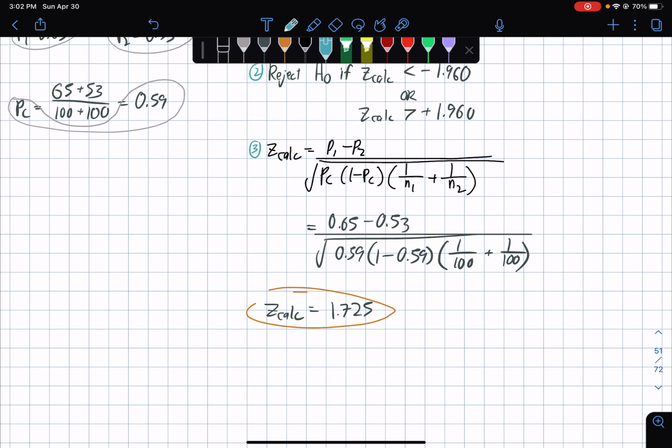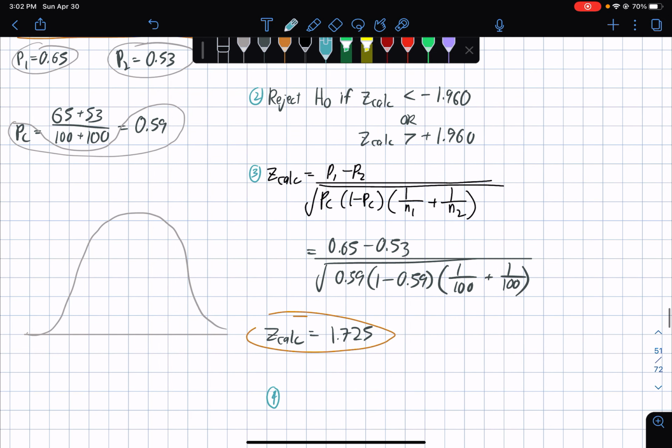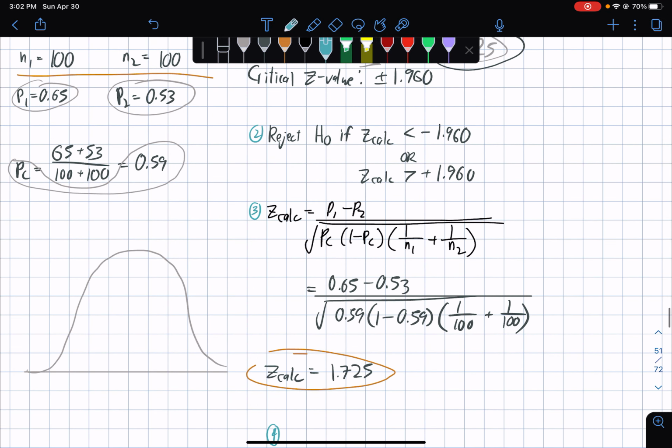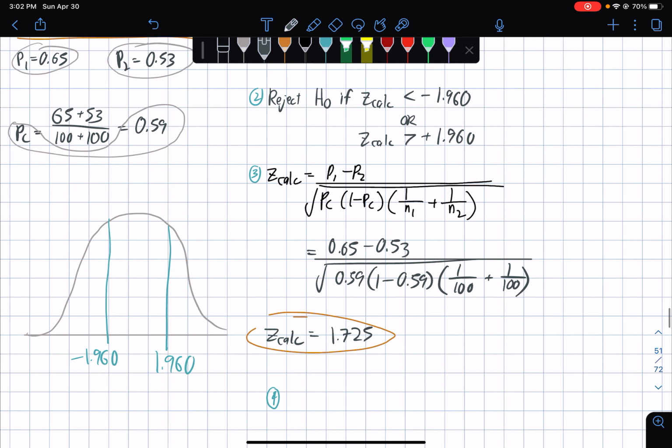Let's go to step 4. In order to be sure of step 4, let's draw this one. This is a two-tailed test, and the critical z value is 1.960. So this is 1.960. This one is negative 1.960. And then 1.725 is somewhere here. In this region, in a two-tailed test, generally speaking, this is the region of do not reject. Therefore, we fail to reject H0. That is our ruling for step 4.